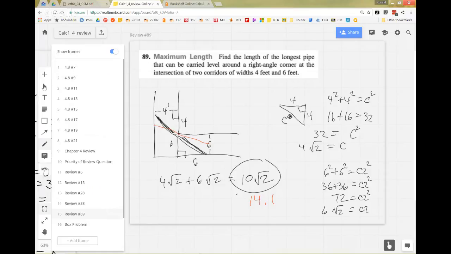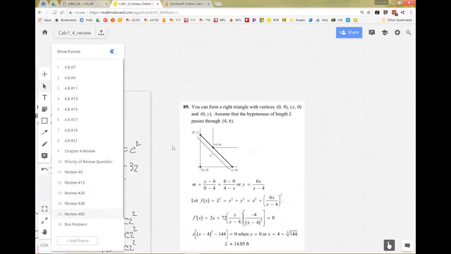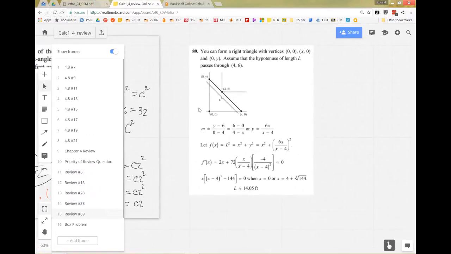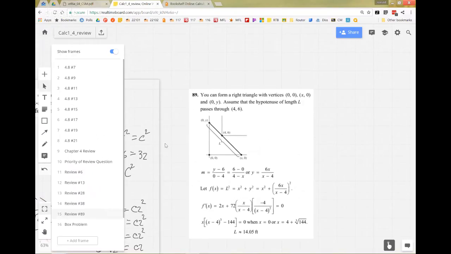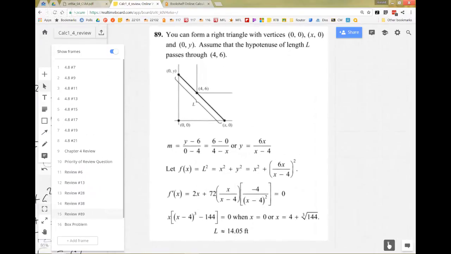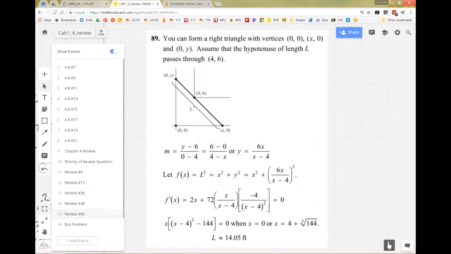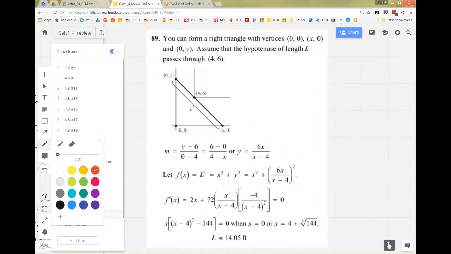Okay, so now the book took a different approach. The book went ahead and set up an ordered pair, and they said, all right, let's have the origin be the corner of the room. Let me make this a little bigger. Let's have the origin be the corner of the room, and let's have this corner that we're going around be 4, 6. And then the point up here will be 0, y, and this will be x, 0.